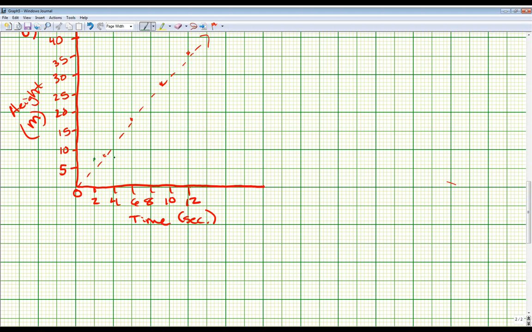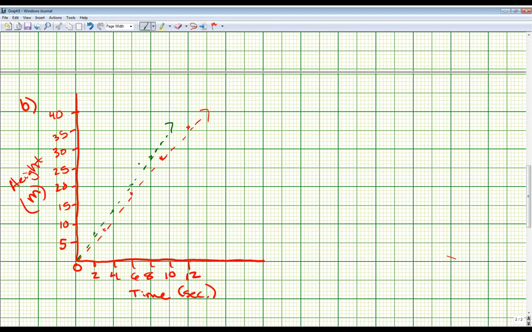2 more seconds, it's going to go up 7 more. So that's at 14, right underneath the 15. 2 more seconds, we have to add 7 more. So that would be 21. 2 more seconds, at the 8, we would have a 28. So if I connect my dots this time, I get another straight line like so. So there is my graph.